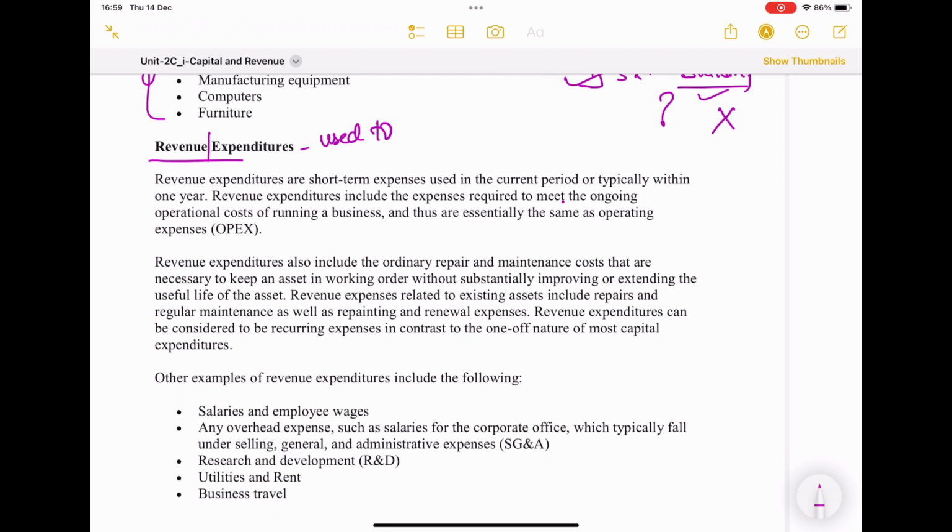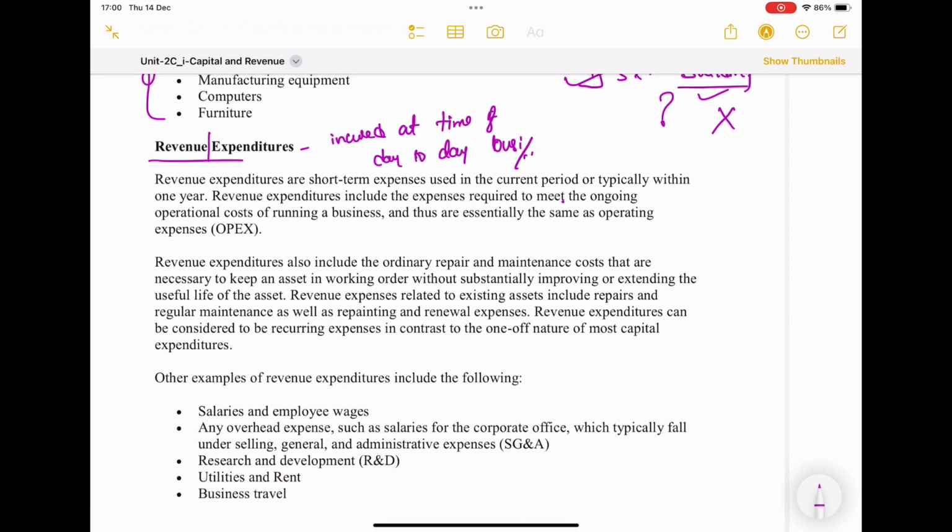Revenue expenditures are those expenditures used to maintain day-to-day activities, or we can write it as: revenue expenditures are those expenses incurred at the time of day-to-day activities of the business.